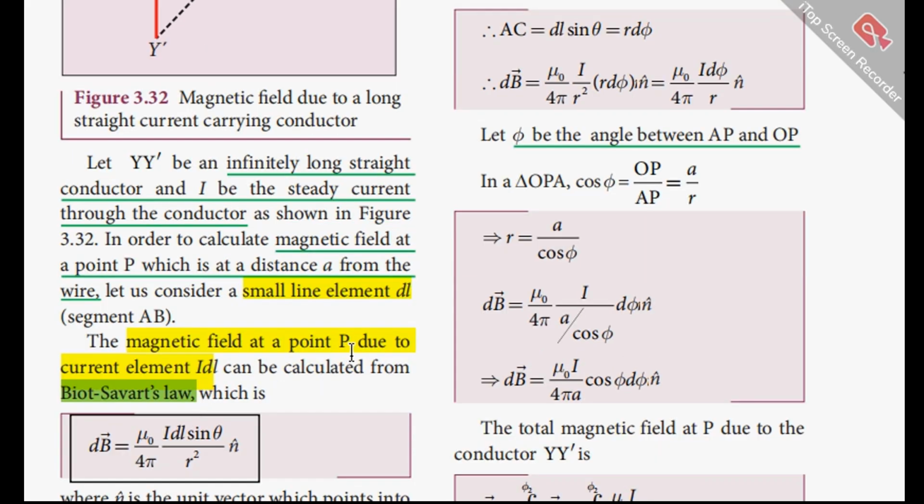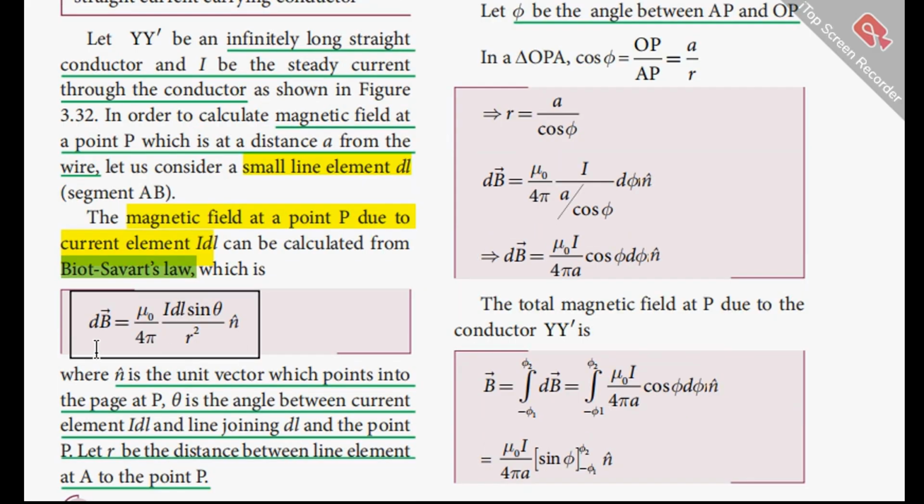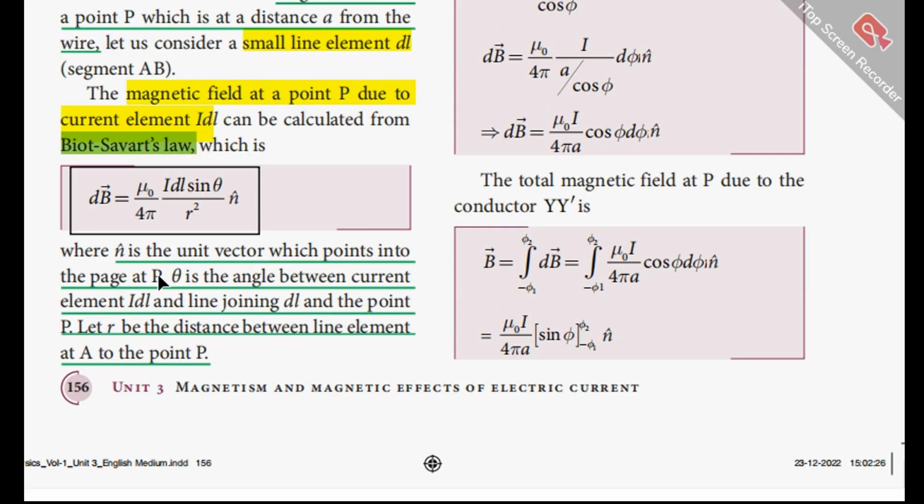The magnetic field at a point P due to a current element I dl can be calculated from Biot-Savart law, which is given by dB equal to mu naught by 4 pi I dl sin theta by r square n cap, where n cap is the unit vector which points into the page at P. Theta is the angle between the current element I dl and the line joining dl and the point P. r is the distance between the line element at A and the point P.